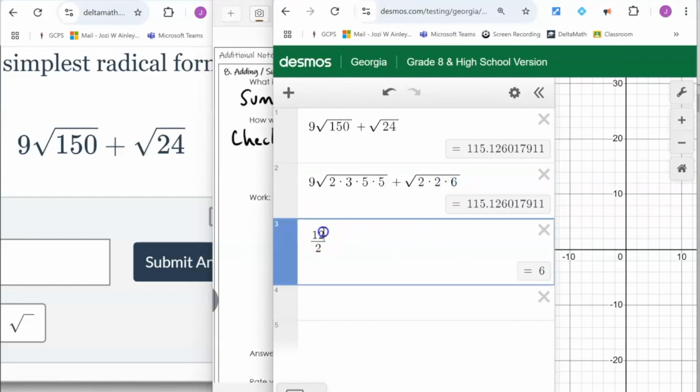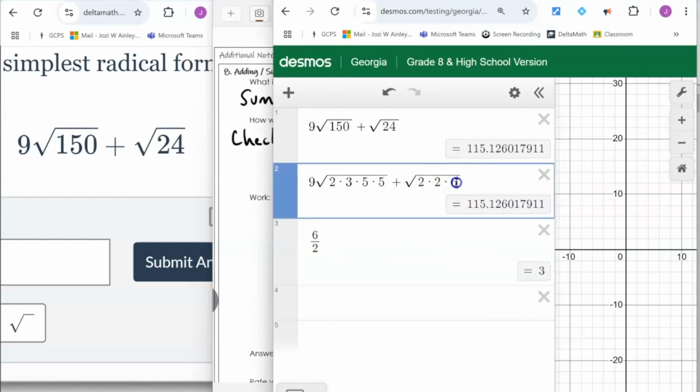So now I'm on 6. Let's see if I can break down 6. So 6 divided by 2. Yes, that works. So 6 gets replaced with 2 times 3. All right, so again, I'm still good. And then now I have 3. 3 cannot break down anymore. So now I am ready. Once I have prime factorized it or broken the numbers down, now I'm ready to take books out.